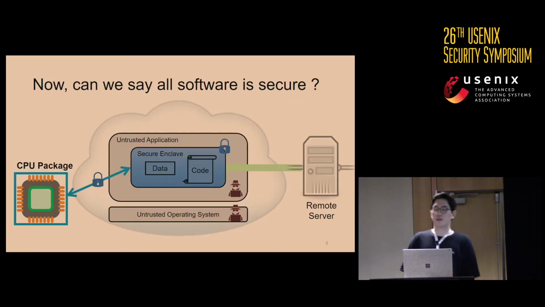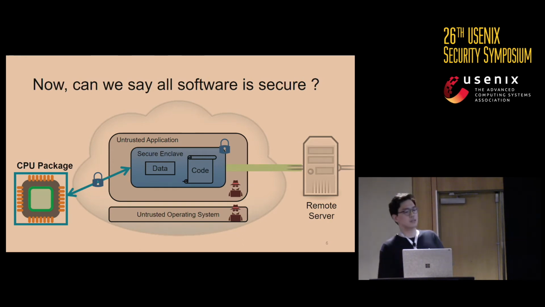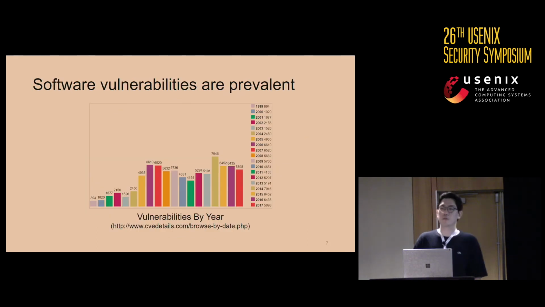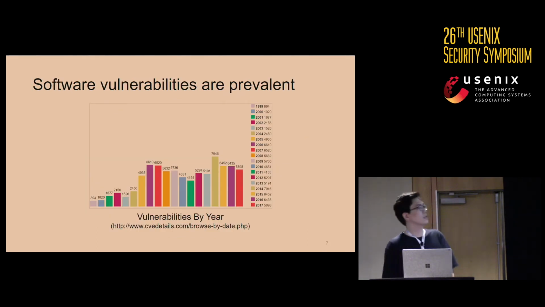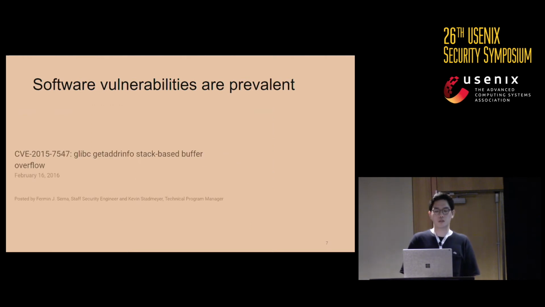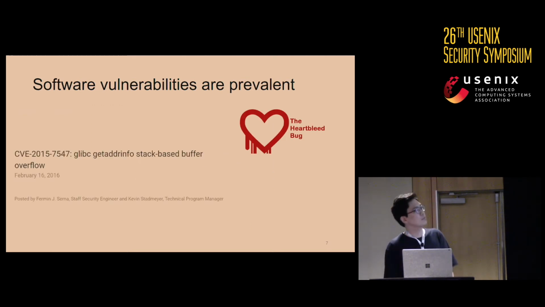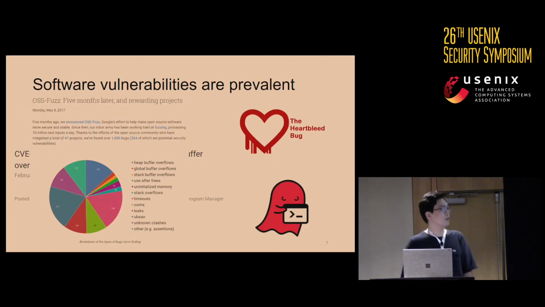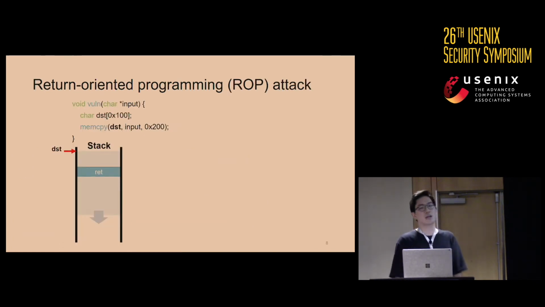Now, under these security guarantees, can we say all the software is secure when we use Intel SGX? Unfortunately not. As shown in the table, software vulnerability has been a real threat for many years, and a lot of notorious bugs such as getaddrinfo, the Heartbleed bug, the GHOST bug, and so on have been reported recently. And the enclave cannot be free from software vulnerabilities either. Then, how can we exploit a vulnerability inside the enclave?